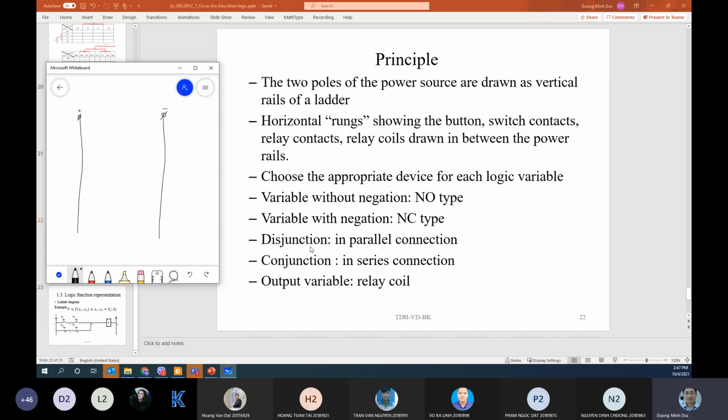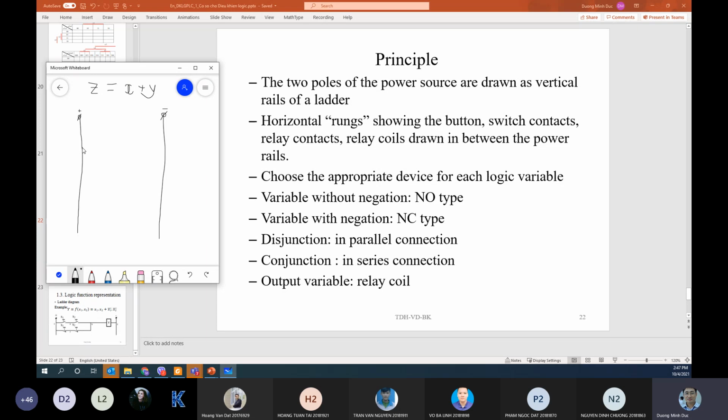For a disjunction operation, we put the two devices in parallel connection. For a conjunction operation, we draw two devices in series connection. And the output variable will be the relay contact or relay coil. For example, if we want to write Z equals X plus Y, then we draw it.